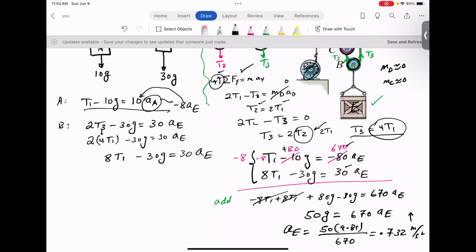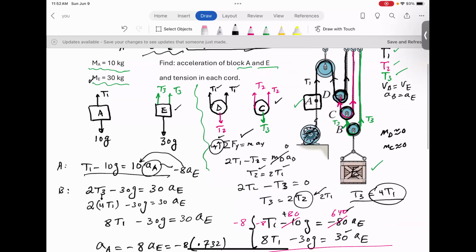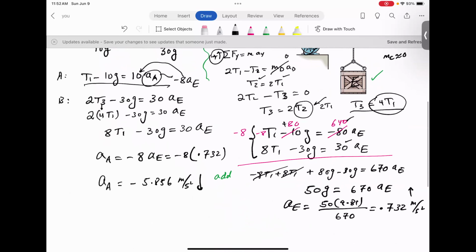And then remember, acceleration of A was -8 acceleration of E. So -8 of what? 0.732. So acceleration of A becomes negative, let's see, what do I have here? Negative 5.856. Negative means what? A is going to move down. So if I had a crate here of that mass, it's going to move down.